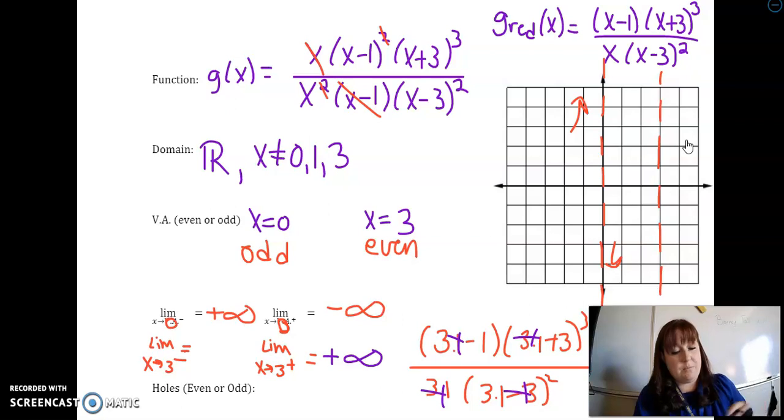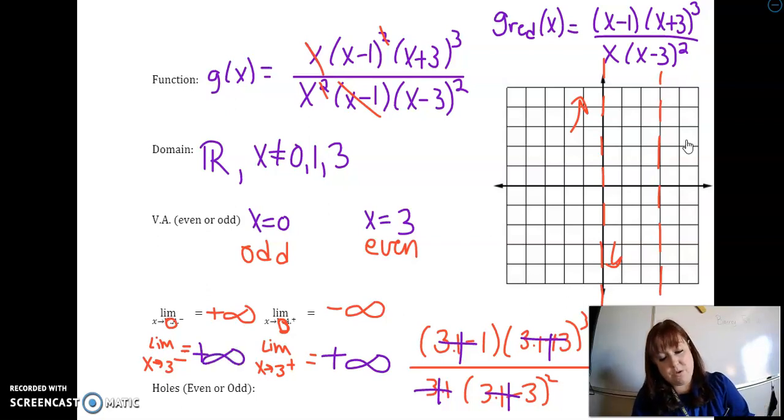We could check it by doing a number that's slightly smaller than 3. If we have like 2.99, then that's still going to be positive, that's still going to be positive, that's still going to be positive, and that's still going to be positive. So we have positive infinity for both of these, so they're both going to positive infinity. So we know that this one's going to go something like that. Okay, so that's a start.